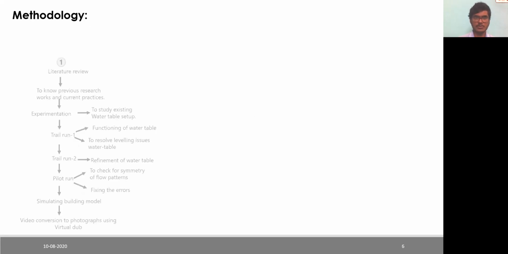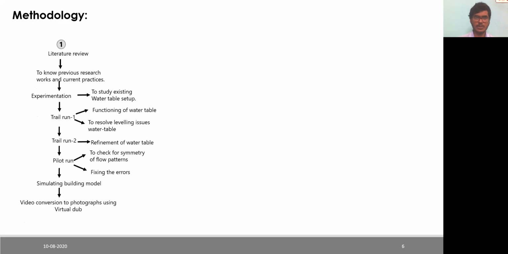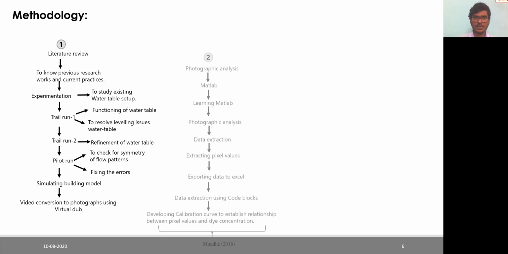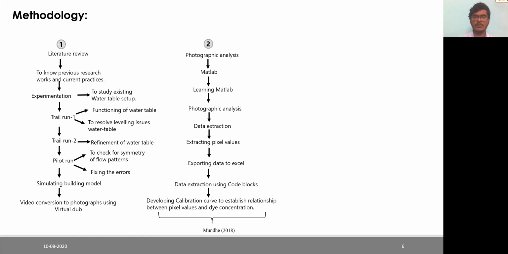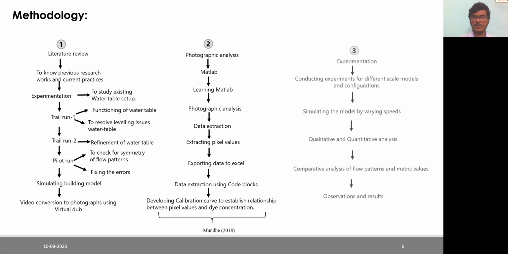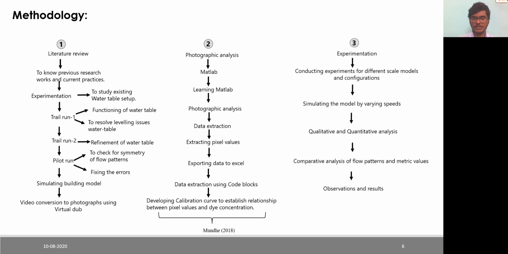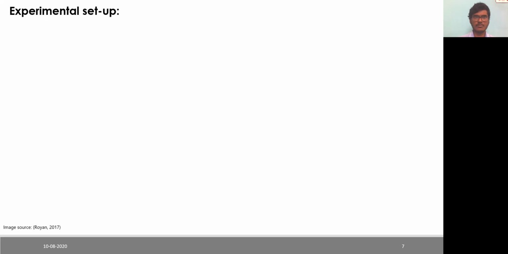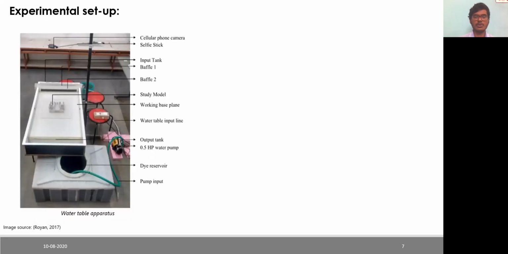So my methodology is broadly classified into 3 parts. First part was the literature review. Second was the photographic analysis, where the data has been extracted from the photographs. And third part was the experimentation, where all the experimentation has been carried out. So the experimental setup, here you can see the experimental setup as shown in the figure.